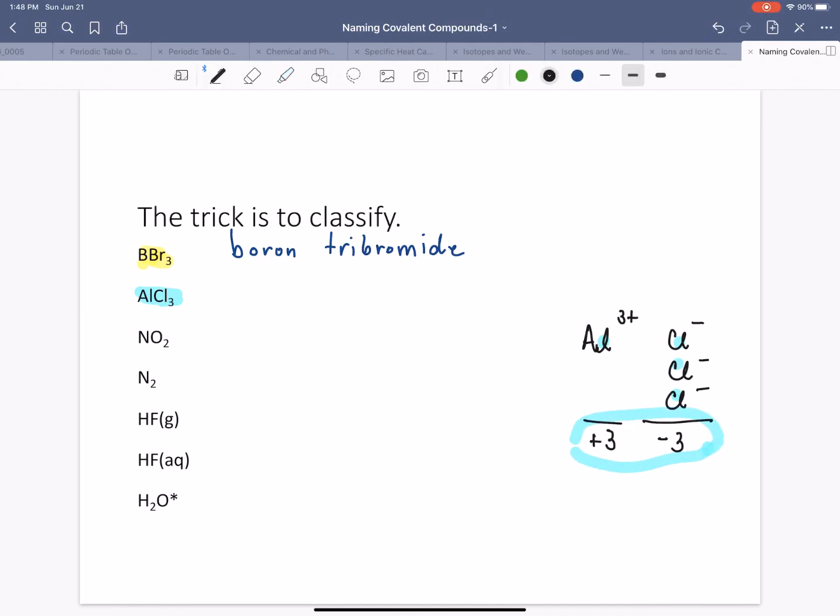So let's name this ionic compound, because it always, as an ion, has a +3 charge. We don't state the charge. So this is just aluminum chloride. The next one is a covalent compound. Nitrogen and oxygen are both nonmetals. Nitrogen, element name. Don't use mono for the first one. And dioxide. Oxygen becomes oxide because it's the second one.